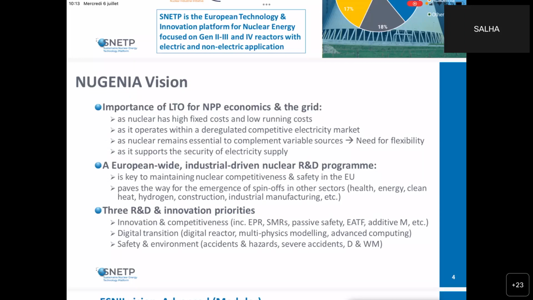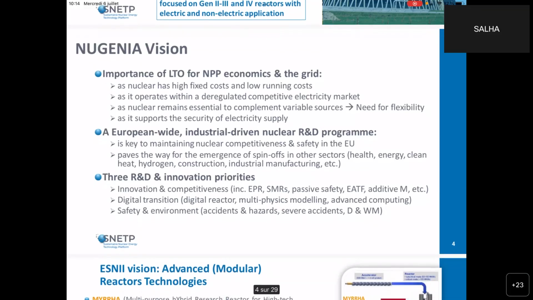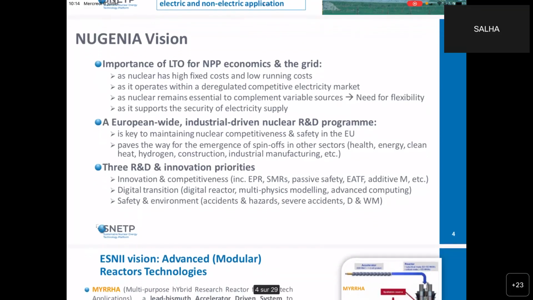And also, in order to take into account the future and the other topics which are emerging at the moment linked with existing nuclear reactors, such as clean heat, such as hydrogen, not forgetting also health and questions like manufacturing. About the innovation priority, three main topics. First is innovation and competitiveness. I'm going to come back to that. Second is digital transition. And third is safety and environment.